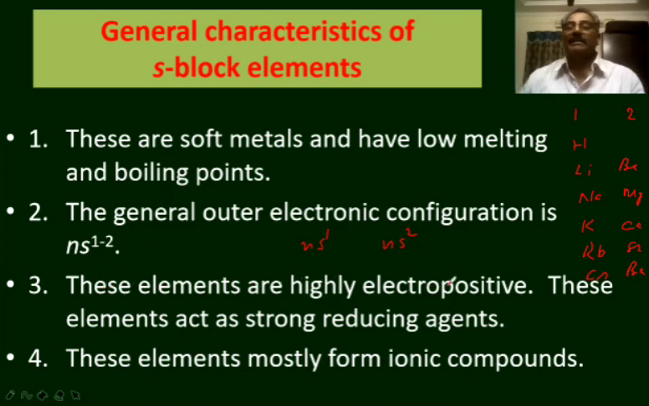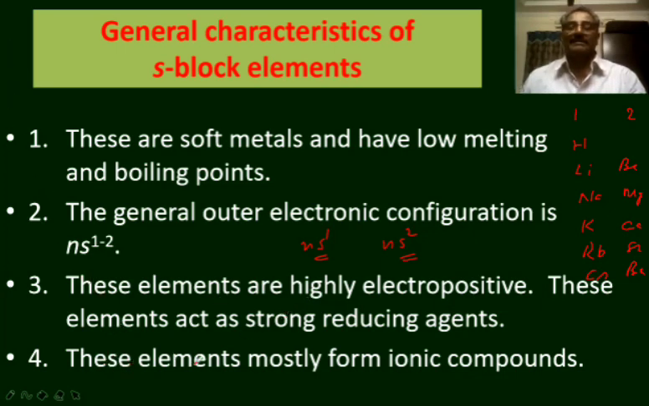These elements are highly electropositive in nature. These elements act as strong reducing agents. Electropositive in nature means they have a high tendency of losing electrons. As they have only 1 or 2 electrons in their valence shells, they get the stability by the loss of electrons. So because of that, they show high tendency of losing electrons. That means they act as good donors of electrons. The donors of electrons are called the reducing agents. So because of their high electropositive nature, these elements behave as strong reducing agents.